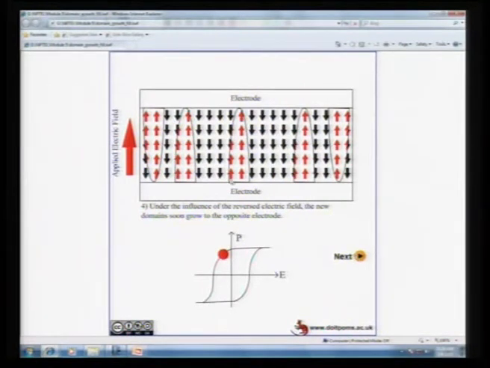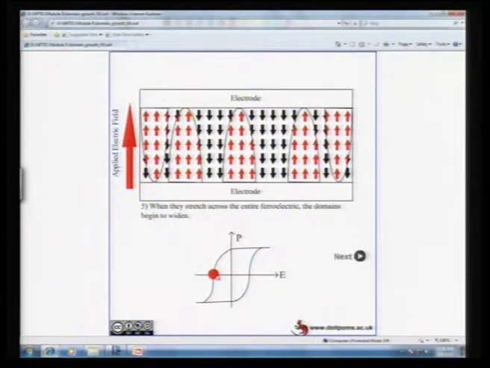Now, here these domains have further started growing, they have become bigger. The polarization is still finite because the black arrows are still reasonably large in number. When you reach this point, EC or minus EC, the domains of red arrow are equal in size in comparison to domains of black arrows. So, this is where the polarization becomes equal to 0. This field is basically called the coercive field.